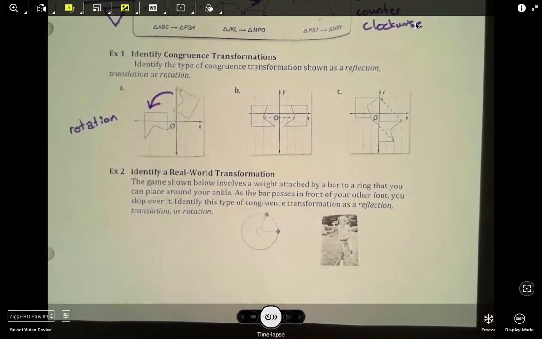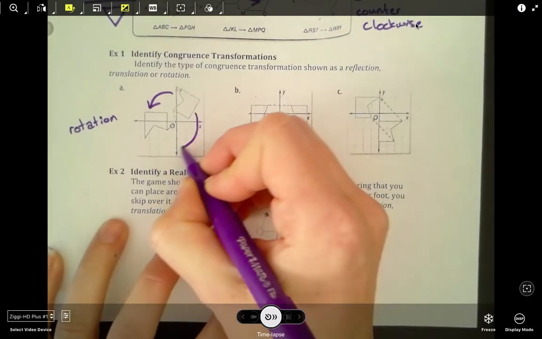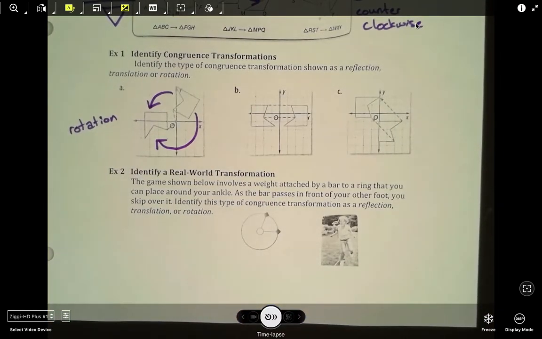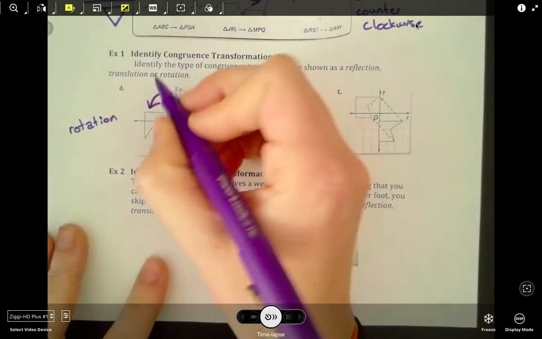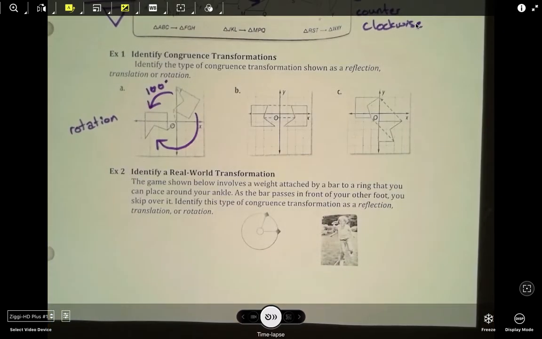Counterclockwise, it looks like, right? It looks like counterclockwise. Could I rotate it this direction, though, too, and get the same figure? Yeah, so it doesn't matter, right? Rotating this figure around that way, I think that's a little bit more than 90 degrees. Let's say that it's 100 degrees, whatever, okay? 100 degrees rotation that way.